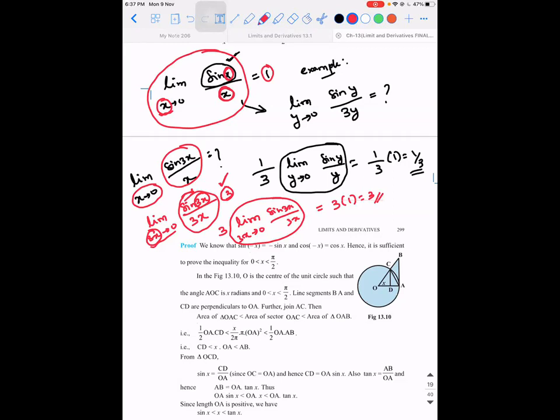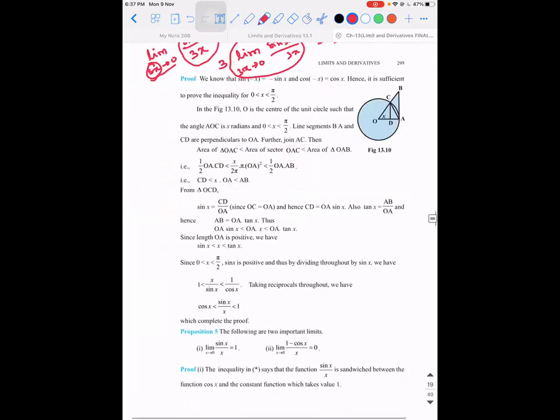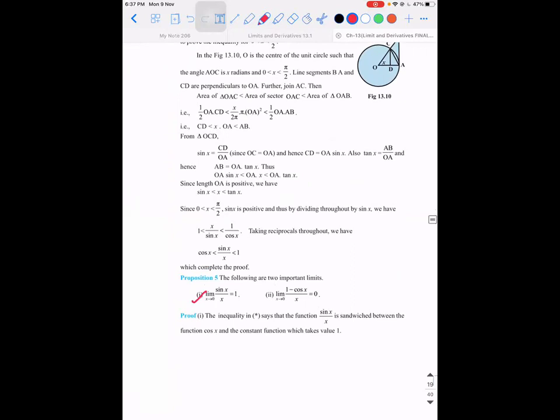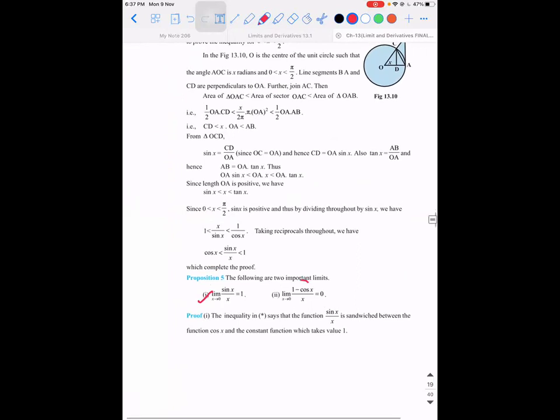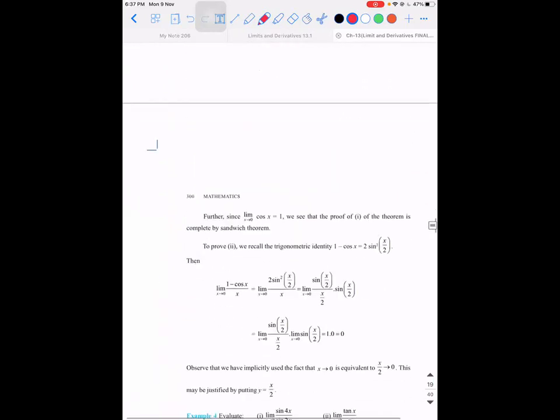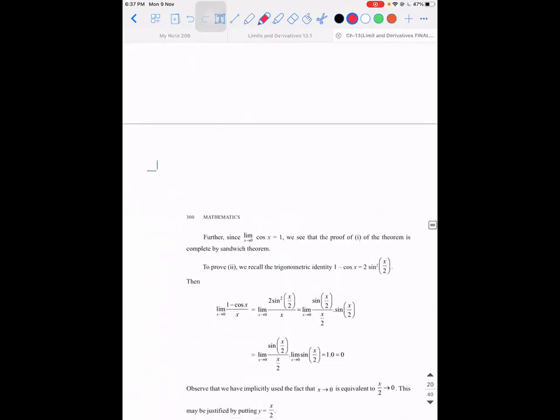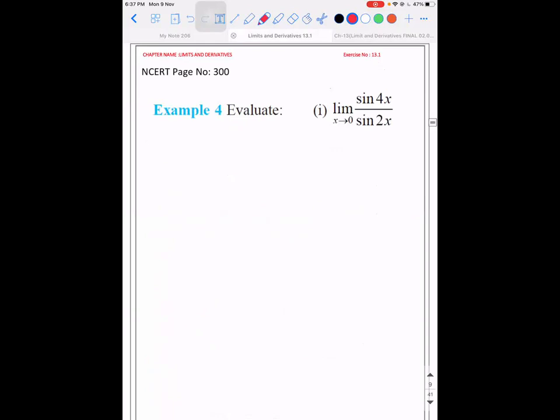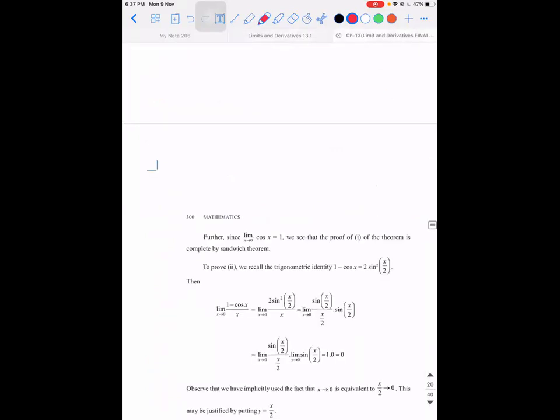Guys, please make a note of this. It is given: limit x tends to 0, sine x by x is 1. Limit x tends to 0, 1 minus cos x by x is 0. I'll tell you why it is so. Okay, let's do some examples. Shall I proceed? Done, sir. Okay. Now listen.